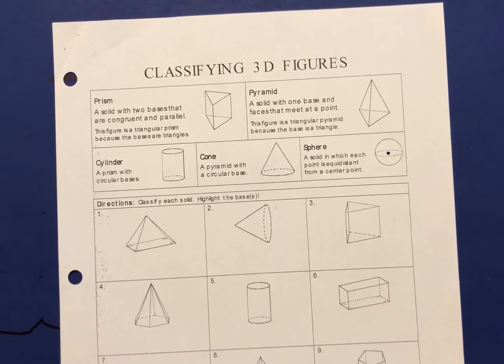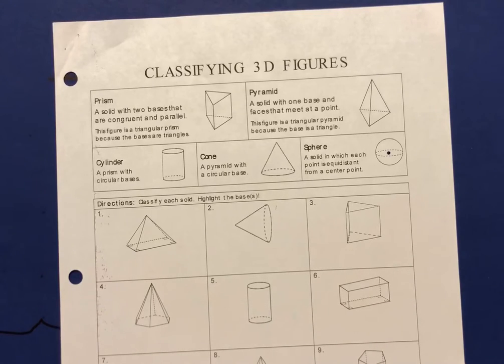The next one that we're going to go into is going to be prisms. Now, the reason why I'm going into prisms is that's actually what you're working with today. You're working with prisms and cylinders. So, what this is, is a solid with two bases that are congruent and parallel. This figure is a triangular prism because the bases are triangles. So, this ends up being that you have two bases.